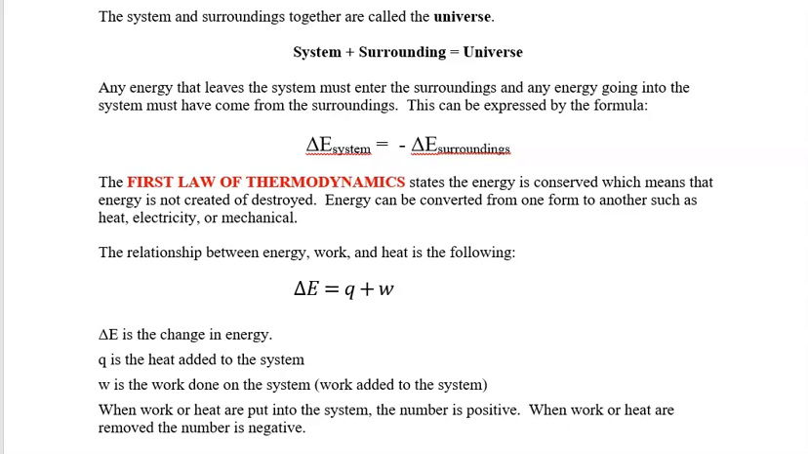Delta E is the change in energy. Q is the heat added to the system. W is the work done on the system. That's work added to the system. So positive always means something going into the system.